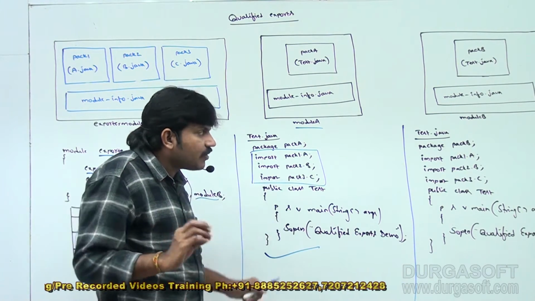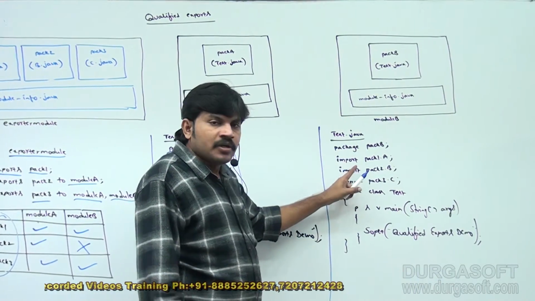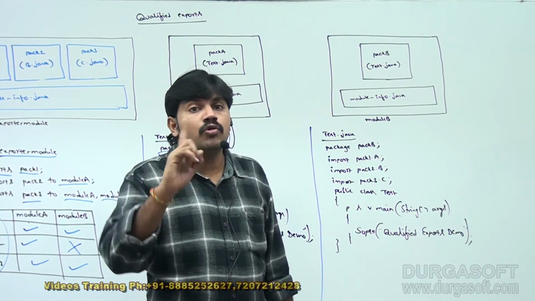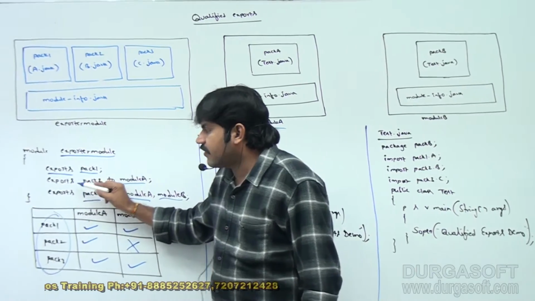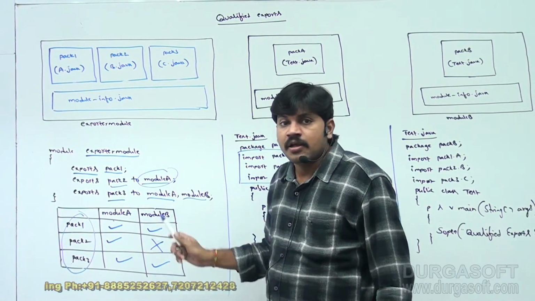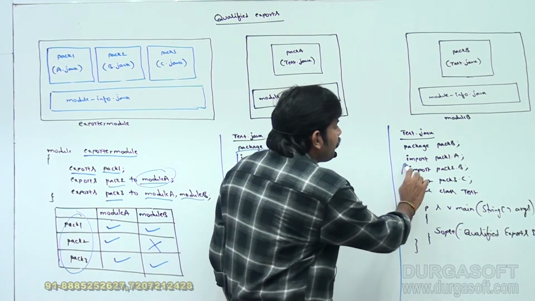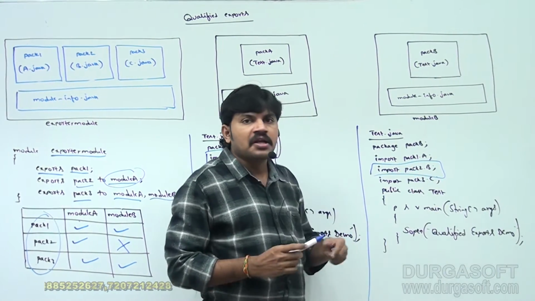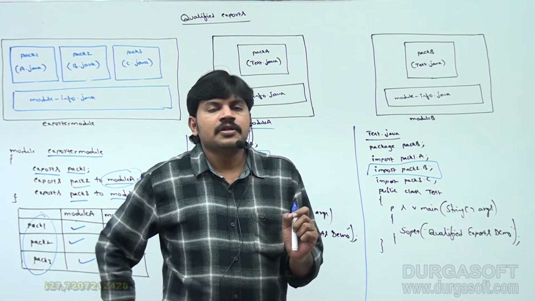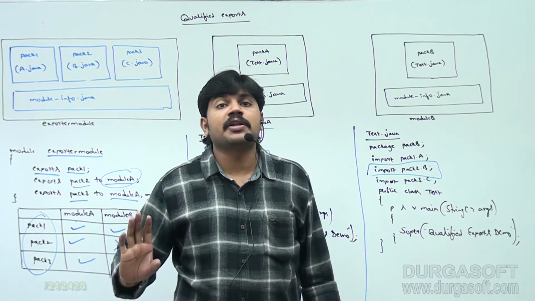Now let me go for module B. Observe that. For module B, pack 1 is available, but pack 2 is not available. Have you observed? Have a look once. Pack 2 is available only for module A. Pack 2 is not available for module B. That's why if you try to use pack 2 inside module B, the compiler will give a compile error. Observe the difference, right? If I try to compile this module B, by default you are going to get a compile error.